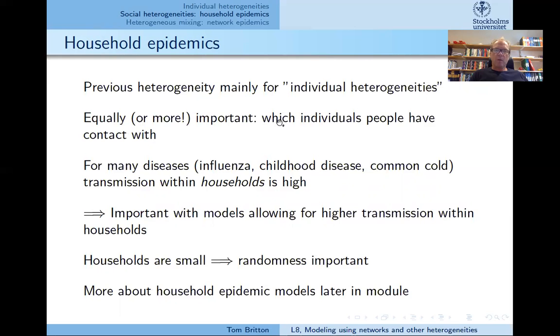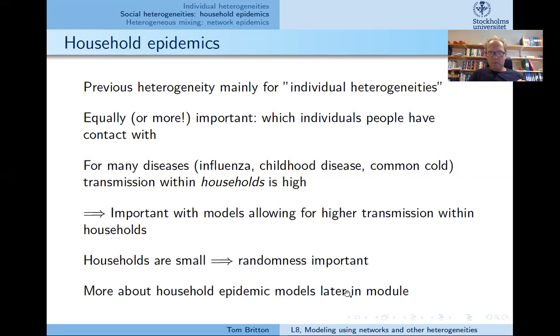So it's not only what age groups you have contact with, but also if you want to model this, you should define households and allow for higher transmission within the households than between the households. However, this is much more complicated because the households are small, so the randomness within a household remains random.